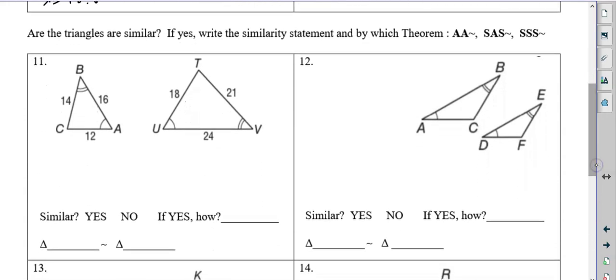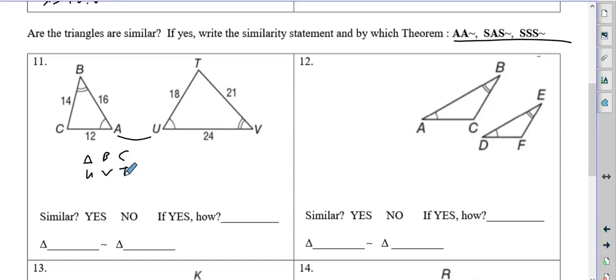Okay, are these similar? Wow. Are these triangles similar? All right? If yes, write the similarity statement, and here they are. Okay? So first off, note that this is not written the same way. So you gotta be careful. A and U, because they both have 1. B and V, and then C and T.